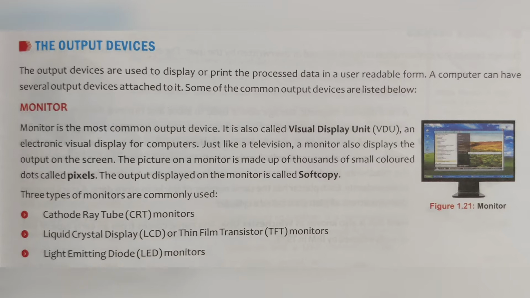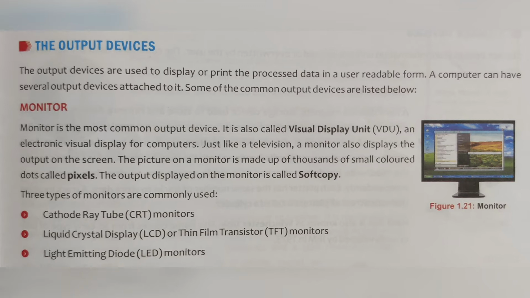The picture on a monitor is made up of thousands of small colored dots called pixels. Now, the output displayed on the monitor is called soft copy. The output which we can see on the display is called its soft copy.